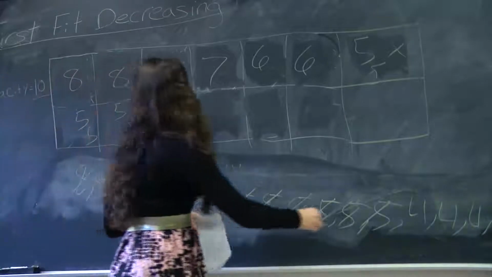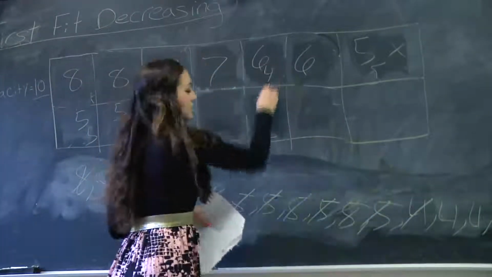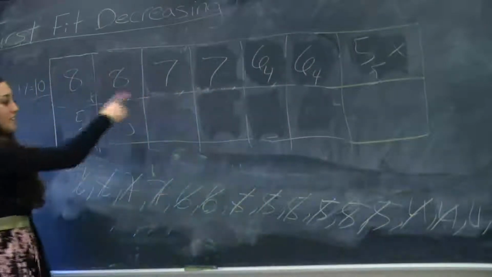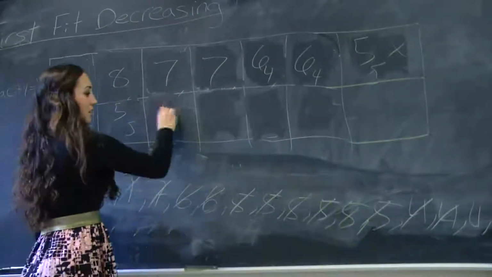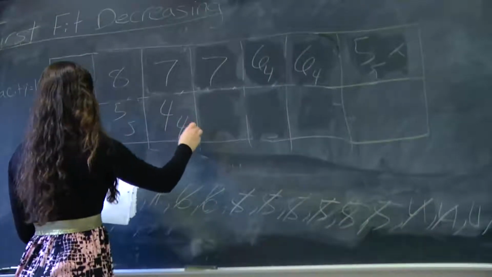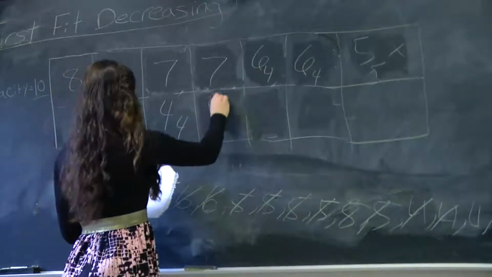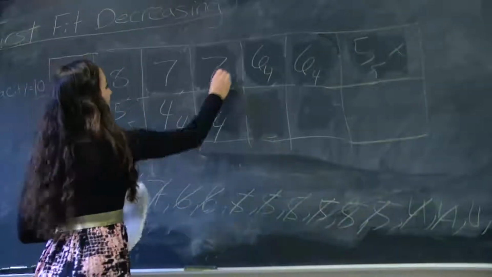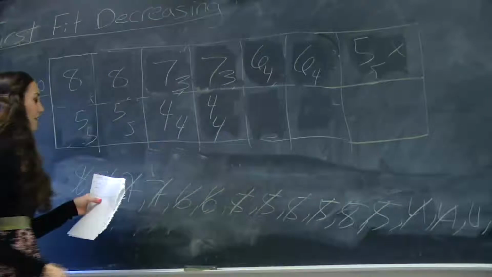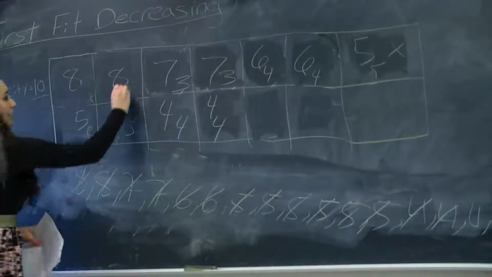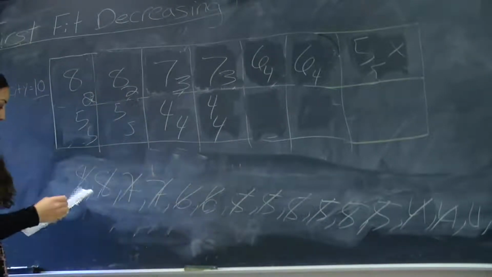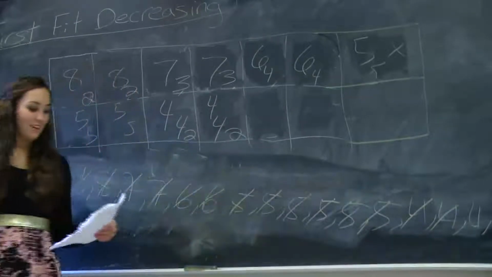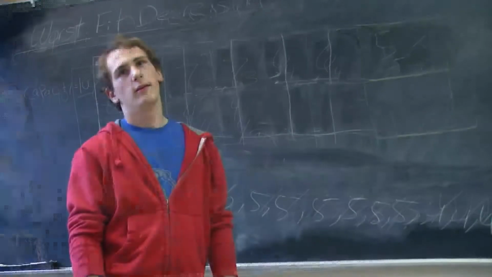And then the 4 can go with the 6s. And then because it can't fit into the 7 or 8, you have to start a new box. And the 3s can go with the 7s. And the same with the 2s can go with the 8s. And then there's 2 more 2s that can go with the 4s. And that would be first fit decreasing.